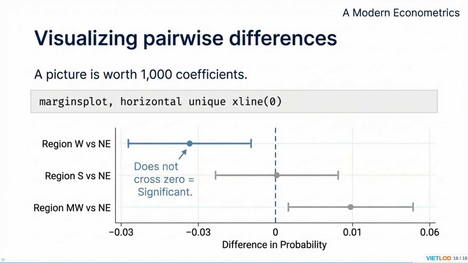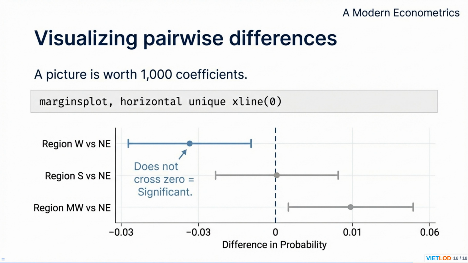As the saying goes, a picture is worth 1,000 coefficients. While tables provide precision, plots make your results immediate and intuitive for any audience. In Stata, the marginsplot command is our primary tool for this. By using the horizontal option, we make the group labels easier to read, and xline(0) adds a crucial vertical reference line at 0. The interpretation is straightforward. If a confidence interval, those horizontal error bars, does not cross the dashed 0 line, the difference is statistically significant.